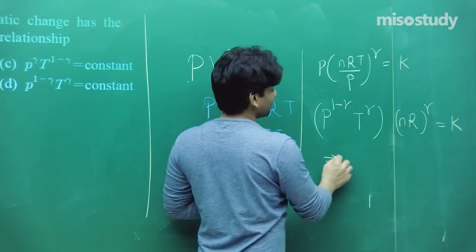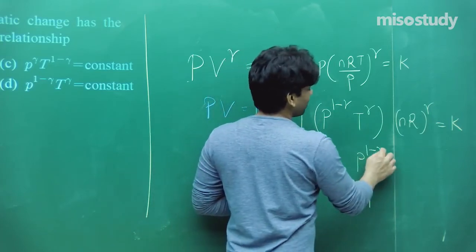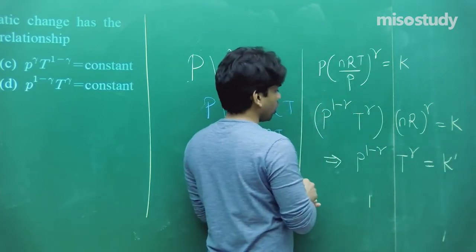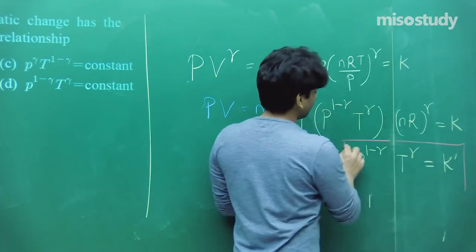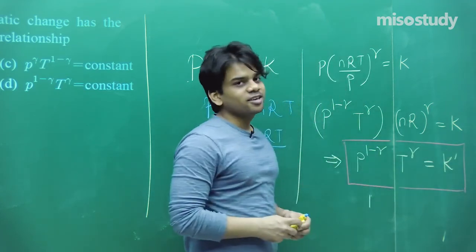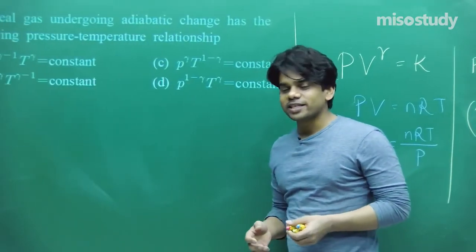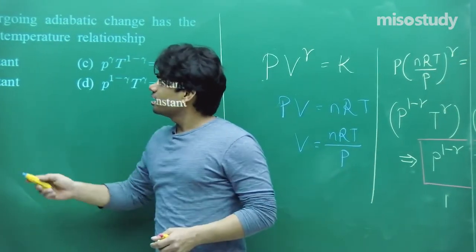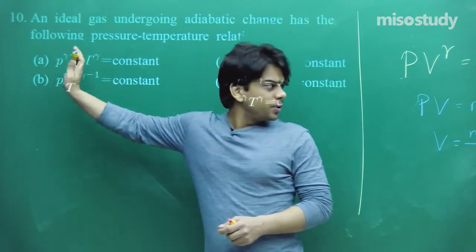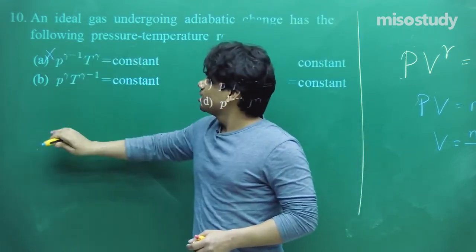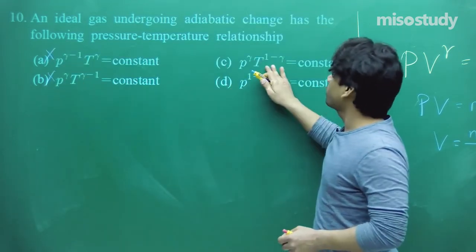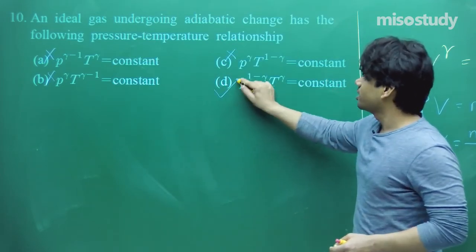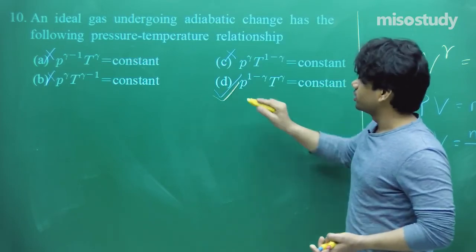So can we write this as, implies that P to the power 1 minus gamma multiplied with T to the power gamma is equal to a new constant K dash. We got P to the power 1 minus gamma multiplied with T to the power gamma. Let's check with the given relation. This question can come in your exam. P to the power 1 minus gamma, T to the power gamma we have. Is the correct answer P to the power gamma minus 1? No, we have P to the power 1 minus gamma. So this will be incorrect. P to the power gamma incorrect. P to the power gamma, T power 1 minus gamma incorrect. And here you have P to the power 1 minus gamma, T to the power gamma equals constant. That's the correct answer for this.